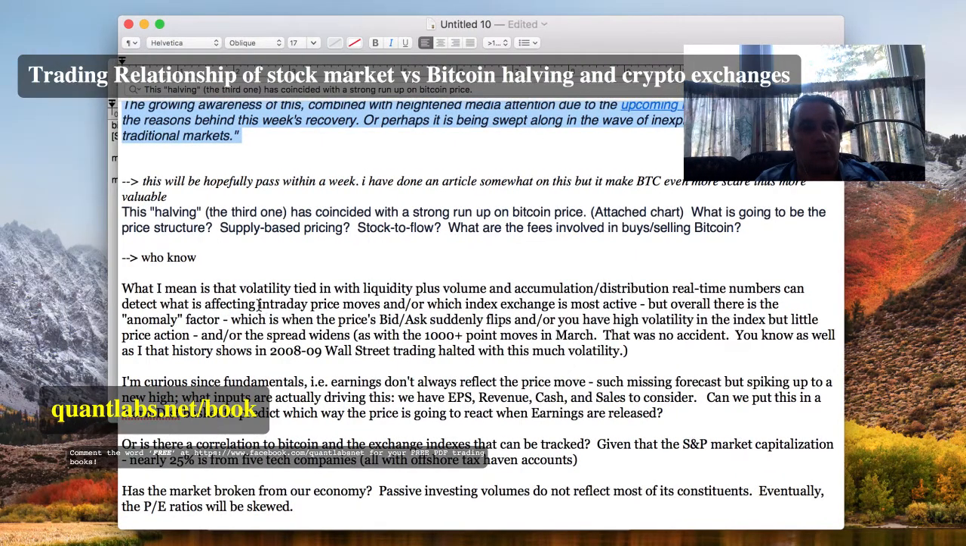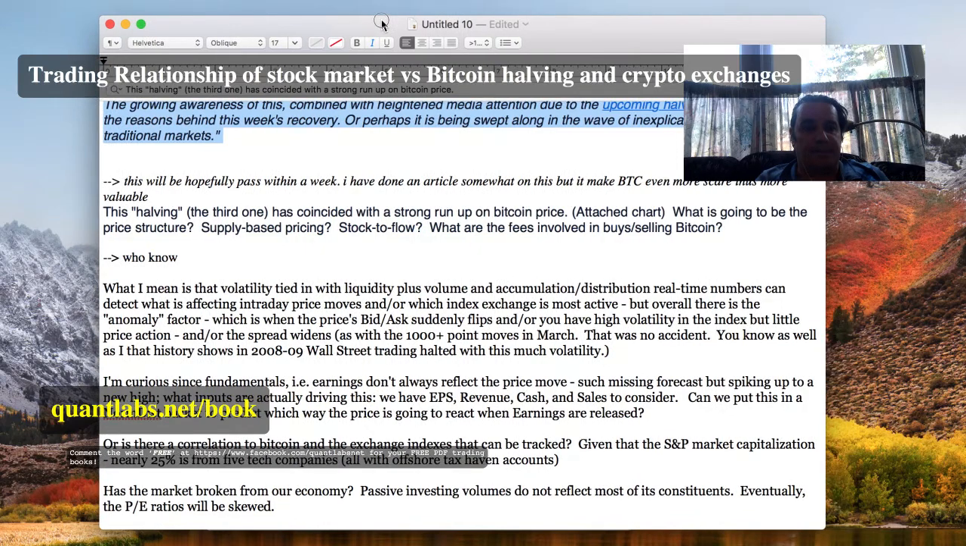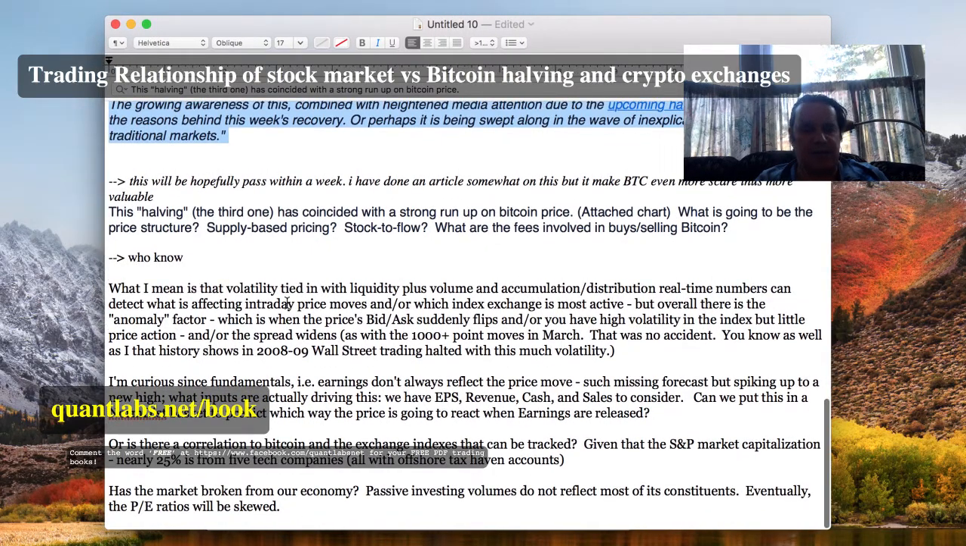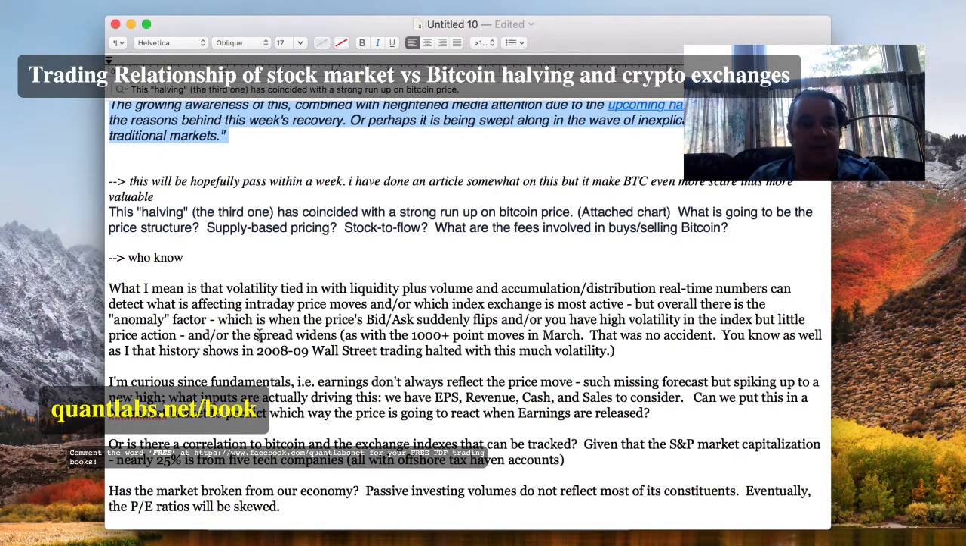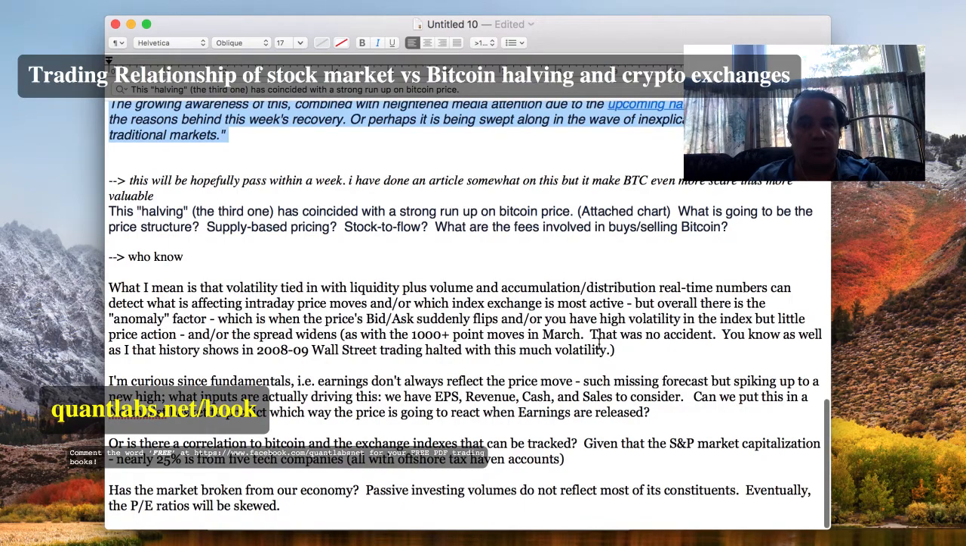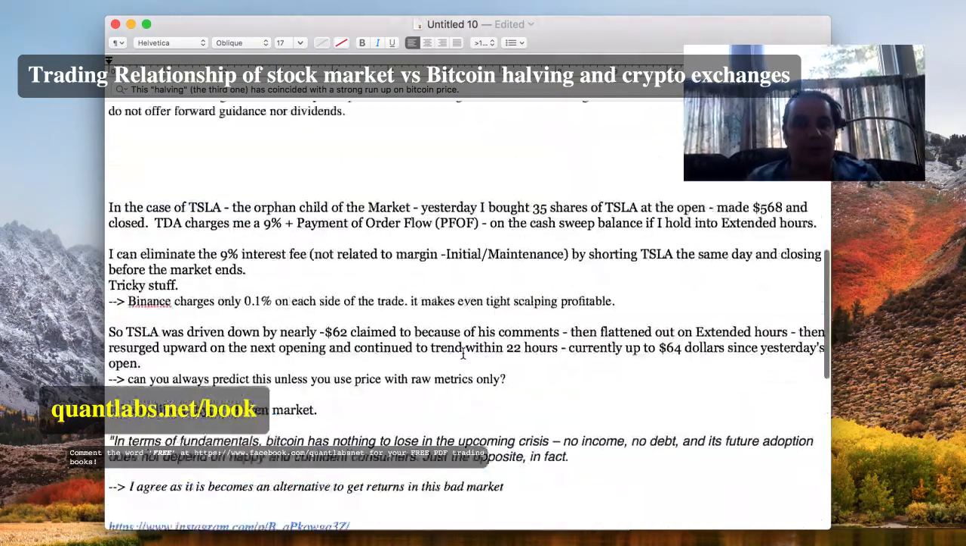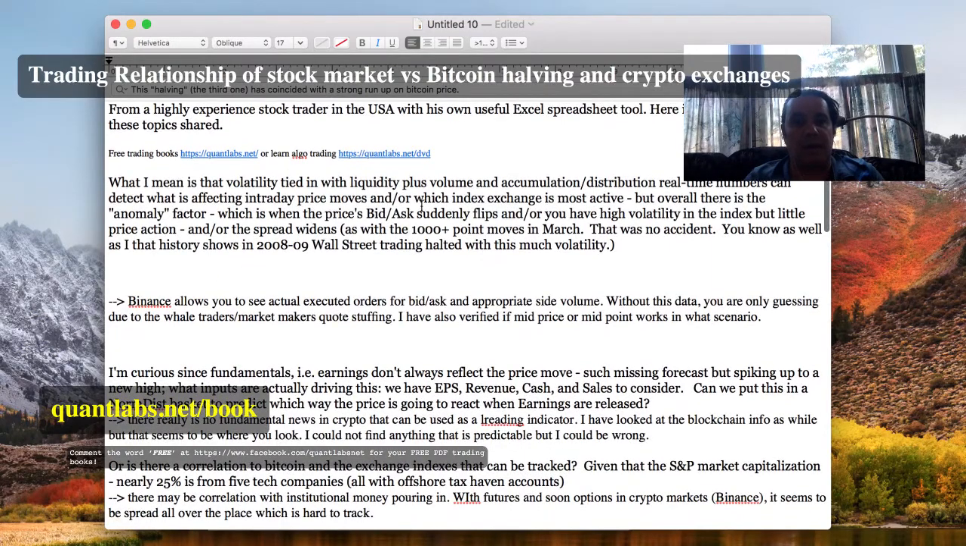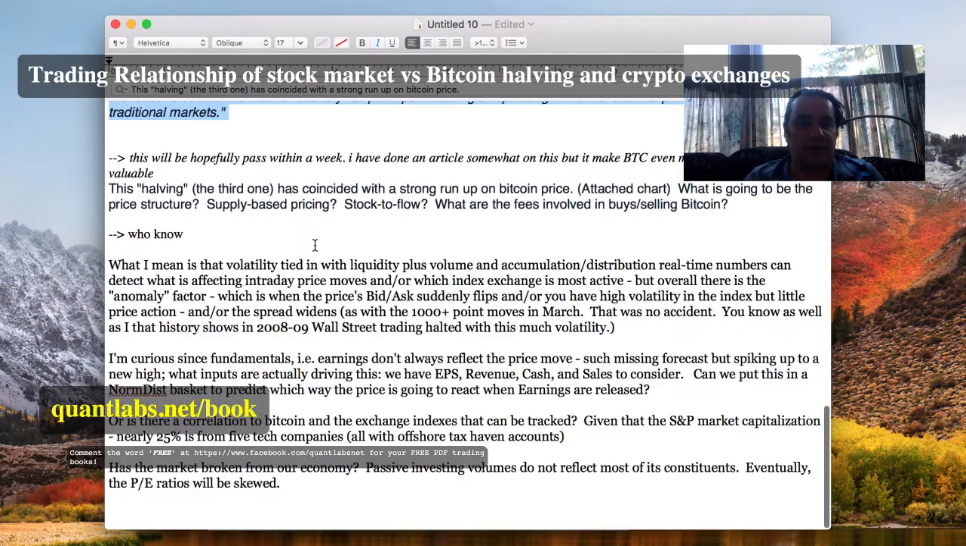So here's more stuff I'm going to respond to. All right, so hopefully I haven't repeated this. What I mean, it just came out yesterday, this email. What I mean is that volatility tied in with liquidity plus volume and accumulation distribution can detect what is affecting price moves and which index is most active. But overall, there is an anomaly factor, which is when the price bid ask suddenly flips over and you have high volatility but little price action, or the spread widens, as with the 1,000 plus. Yeah, okay, so I've already talked about that, I believe.